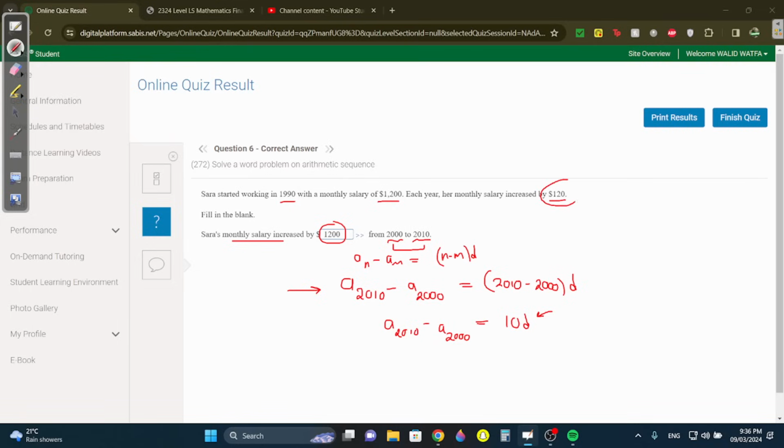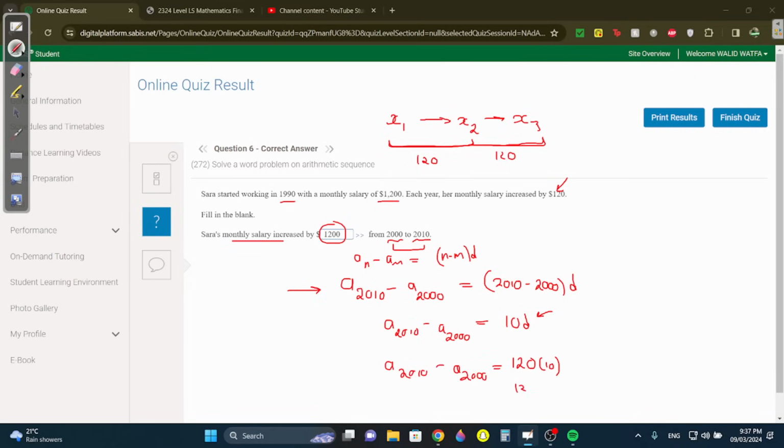And d is actually 120. Why is it 120? Because let's say you have at year 1, we call it x1, and then you have x2, and then you have x3. What's the difference between these numbers? What's changing? It's actually increasing by 120. So the constant difference is 120. It's just to help you understand. So A 2010 minus A 2000 is actually 120 times 10, which is 1200. Why am I saying minus? Because I'm trying to see and know what changed. What's the difference? So it's 1200.